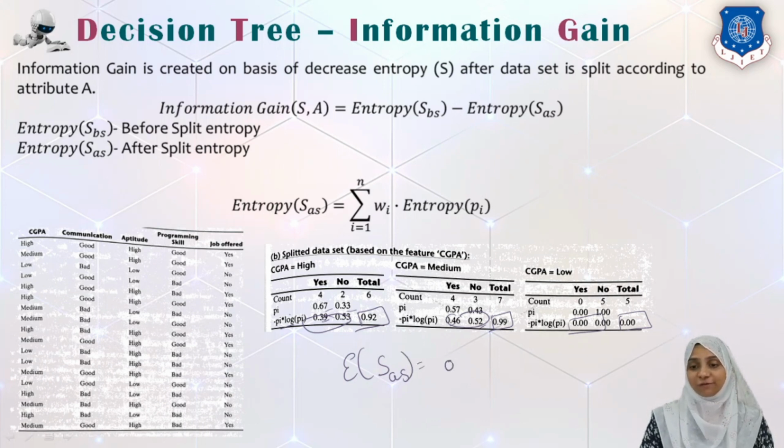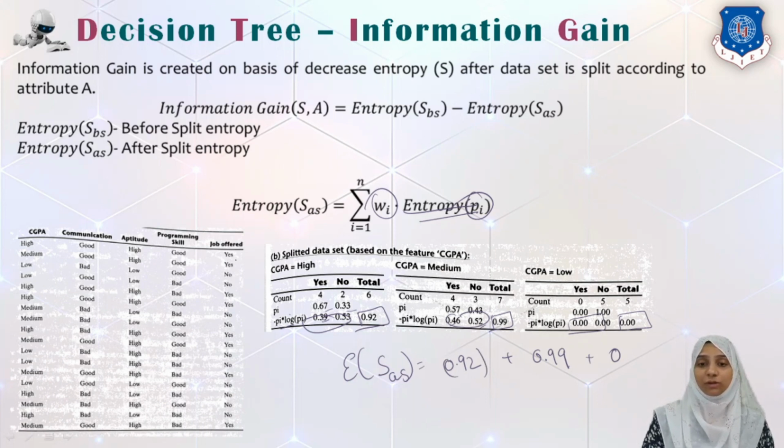Now we have to find out the entropy of the set after partition, or after split. So as you can see, the first entropy is 0.92, the second entropy is 0.99, and the third entropy is 0. The entropy of each partition has to be considered, but we have to add them along with weights. So what are the weights? Originally we know there were in total 18 samples. So the weight of the first partition is 6 out of 18. Here we have 7 samples, that means we will have a weight of 7 out of 18, and the weight of the third partition will be 5 by 18.